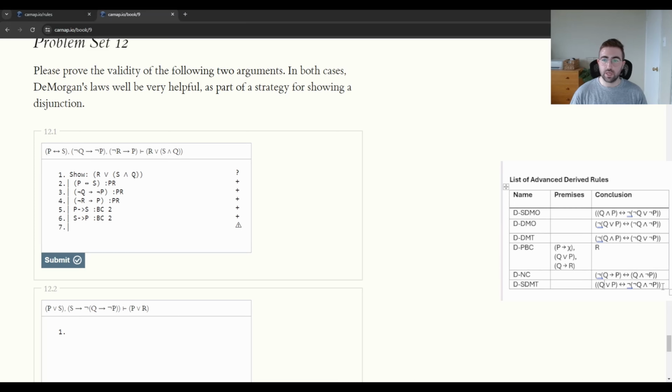So let's bring in this version of De Morgan's law. This is D-SDMT, but we're going to want to make it relevant to our case, right? So our OR claim is R or S and Q. So let's do that. Let's import that instead of Q or P.